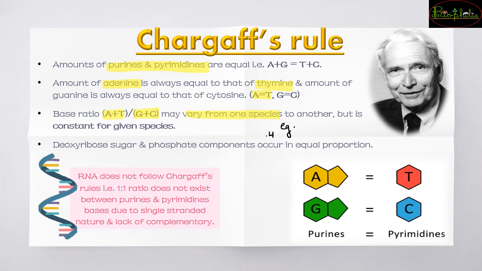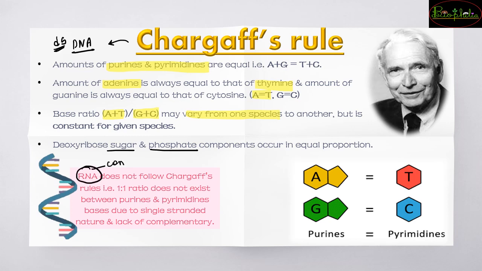Last एक point बोला गया था, that is the amount of deoxyribose sugar and phosphate are always in equal proportion. So considering these different categories, the Watson and Crick model for DNA was proposed. So अब in the case of Chargaff rule, Chargaff ने क्या estimate किया था कि he was understanding DNA which is double stranded. But what about RNA?